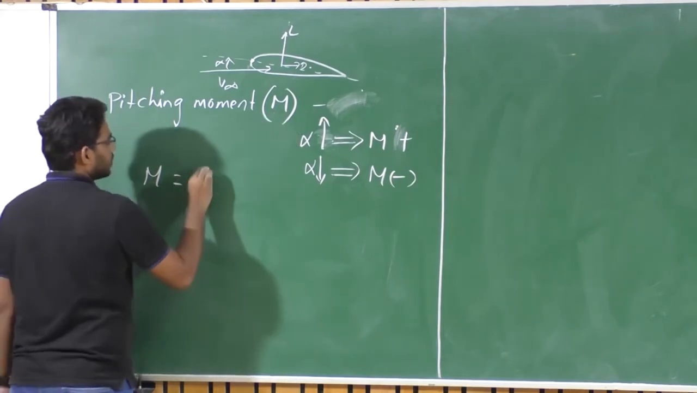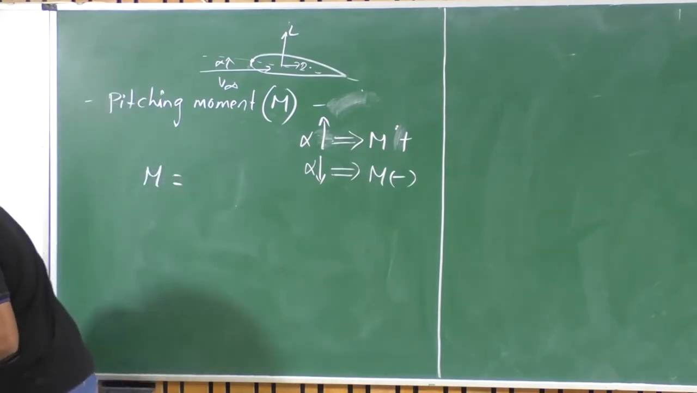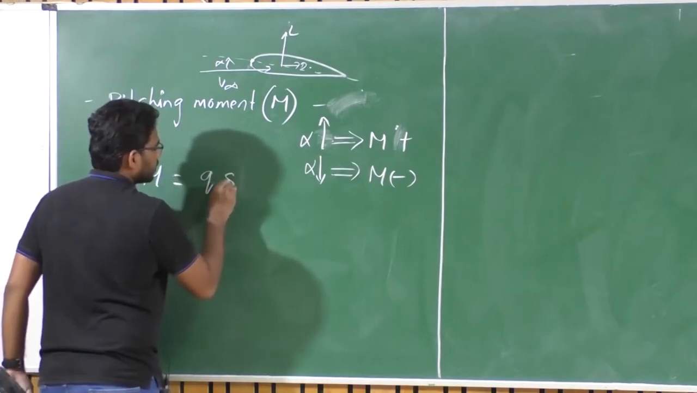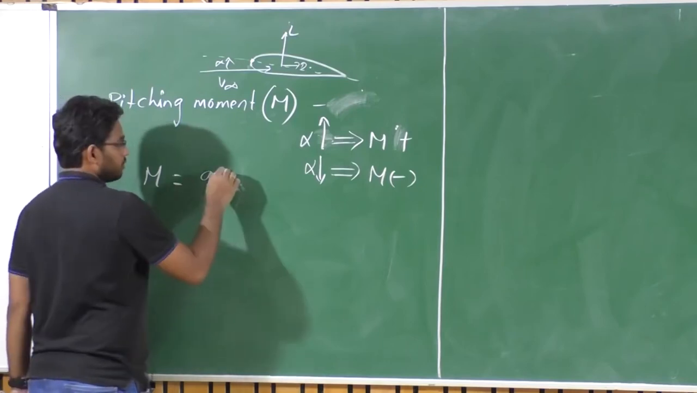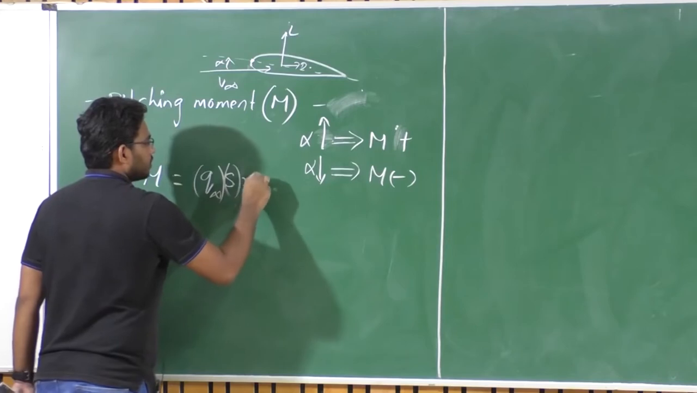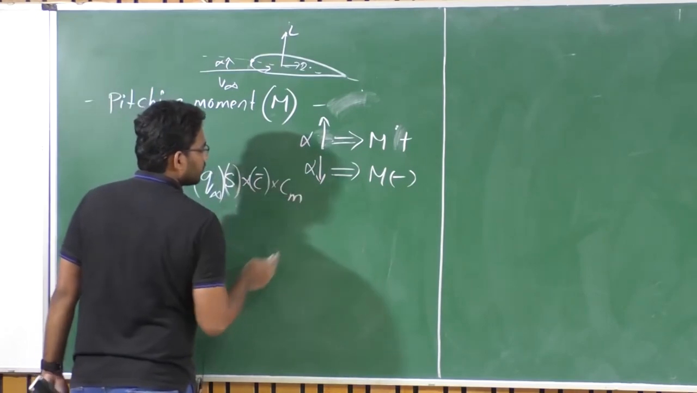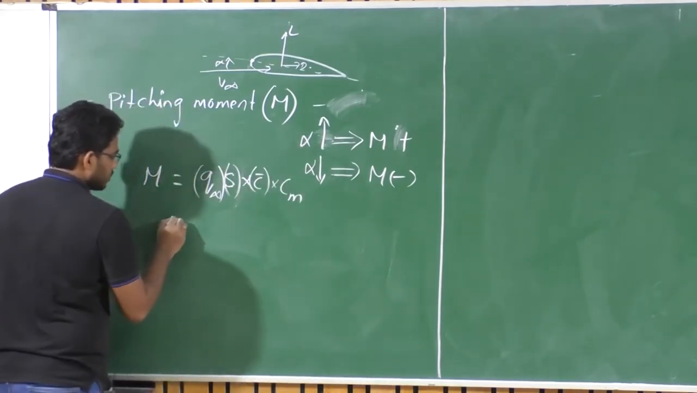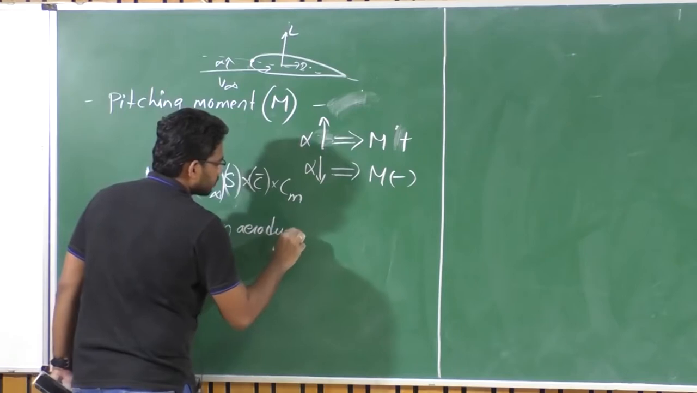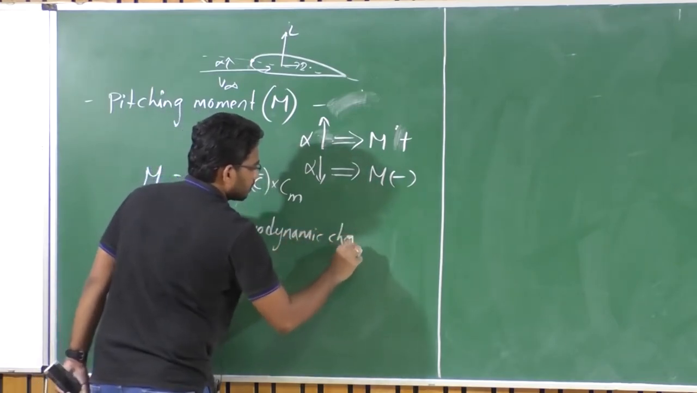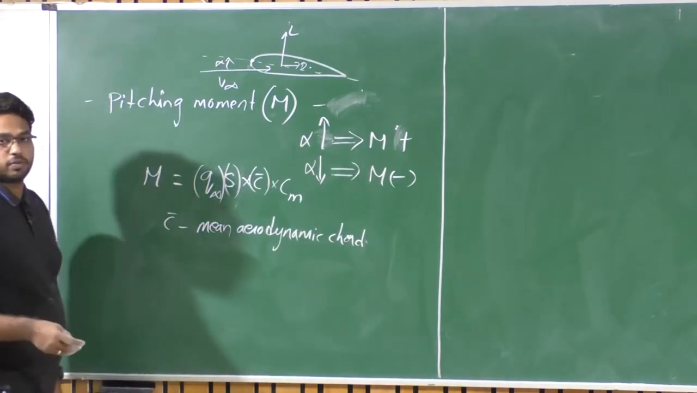First let us define this pitching moment, which is the dynamic pressure, q infinity, times reference area. This quantity corresponds to the aerodynamic force, and times the reference length gives you the moment here. So multiplied by this is a non-dimensional moment coefficient, where C bar is the mean aerodynamic chord. We'll discuss this C bar when we talk about the wing planform geometry.